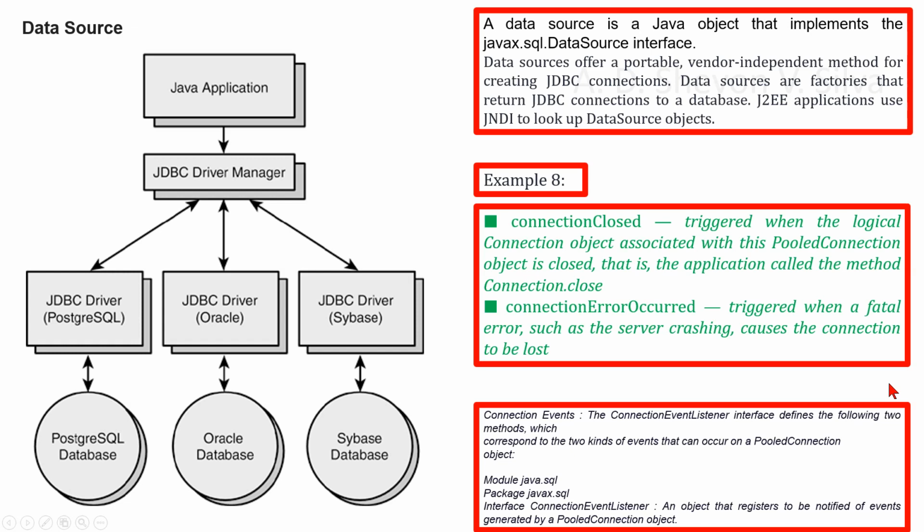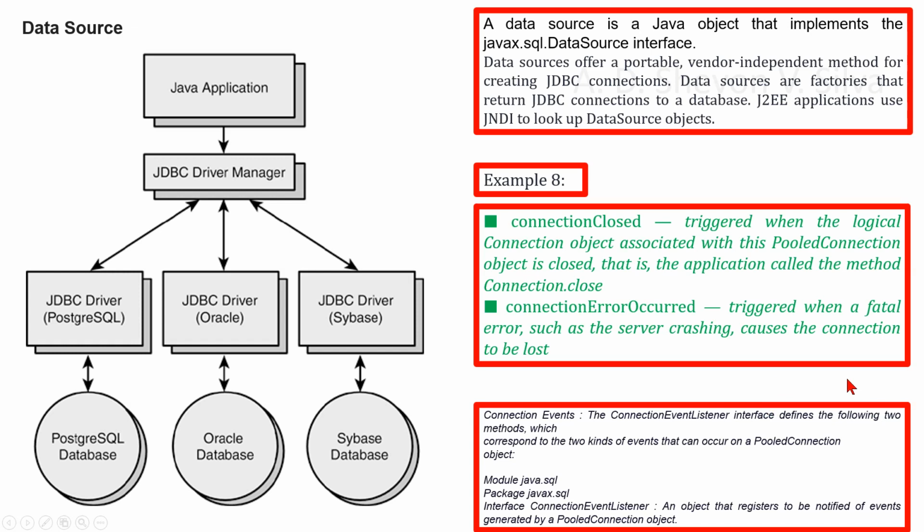The driver invokes the ConnectionEventListener methods connectionClosed and connectionErrorOccurred when the corresponding events occur. Both methods take a ConnectionEvent object as a parameter, which can be used to determine which PooledConnection object was closed or had an error.